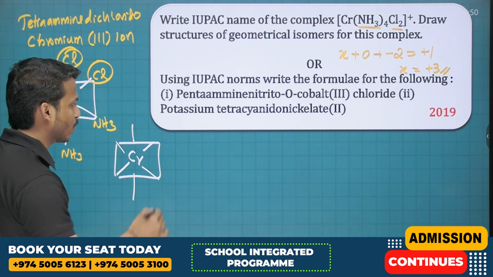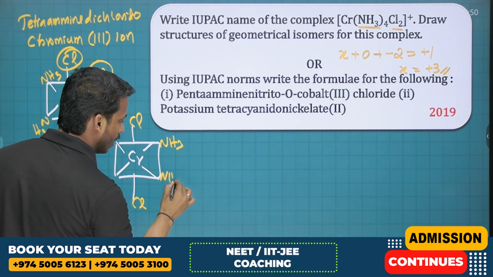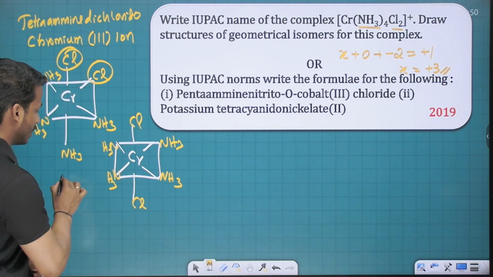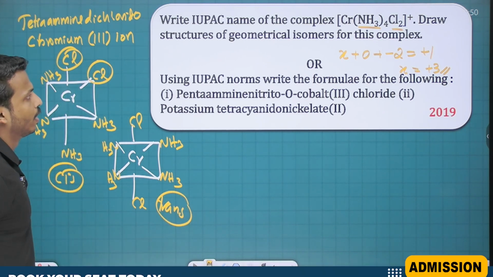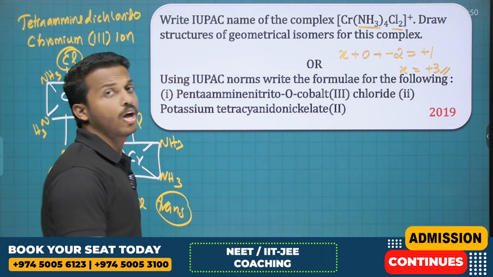How can you draw the trans isomer? Chlorine opposite, other side NH3. We can draw like this one. This is the cis isomer. This is the trans isomer. Correct. Next, using the IUPAC norms, write the formula of the complex.